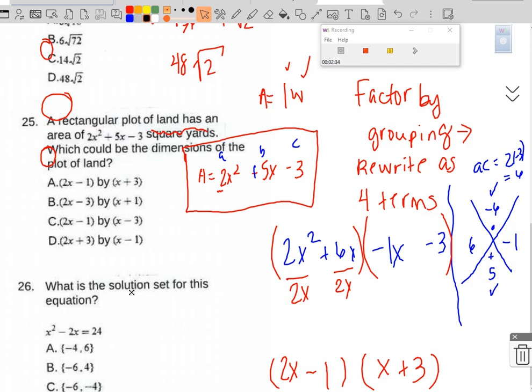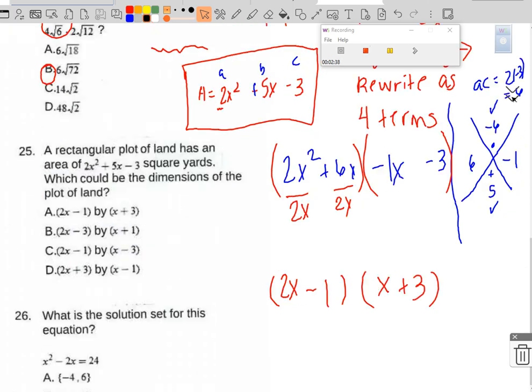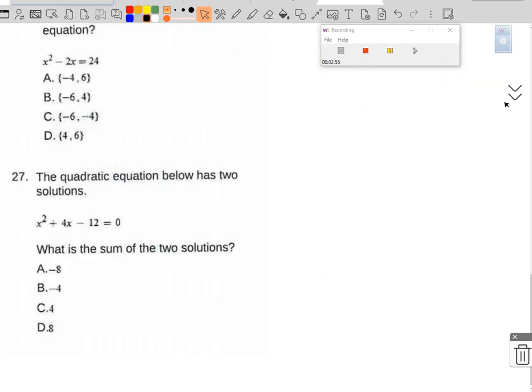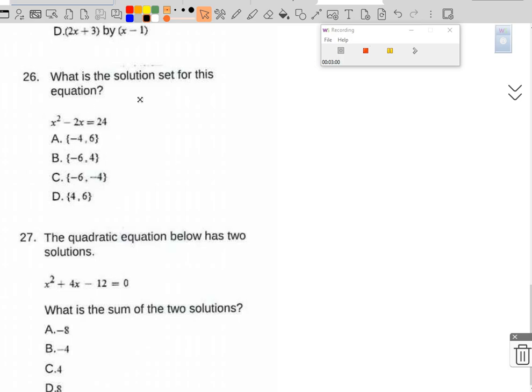All right, let's move on down. Sometimes they ask you for the solution to something. Sometimes they ask you to simplify something. Sometimes they ask you questions in a really strange way. This question just asks you to find a solution for number 26. It says, what is the solution set for this equation? So we just have to find the value of x.